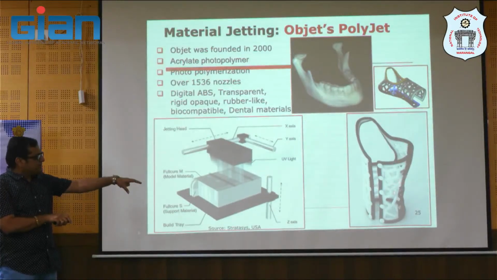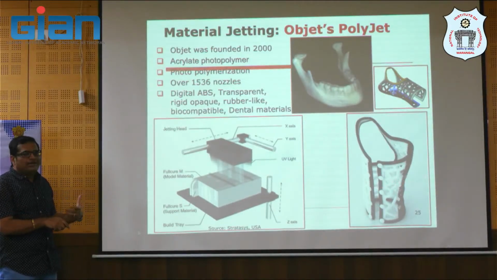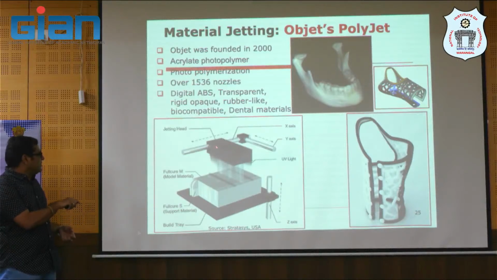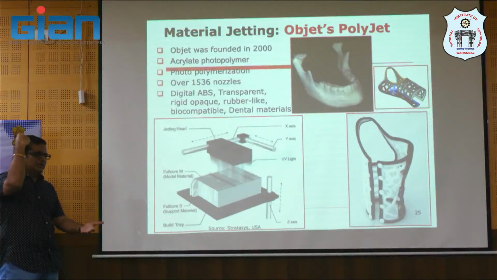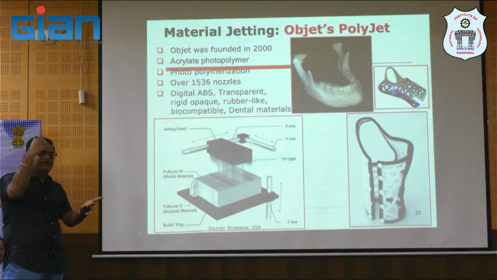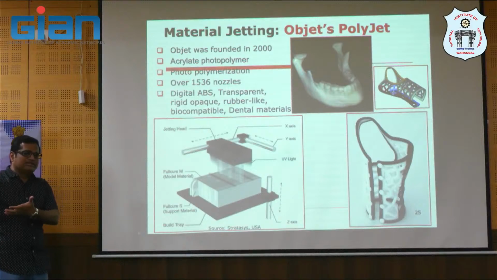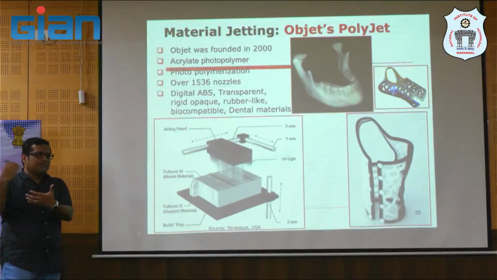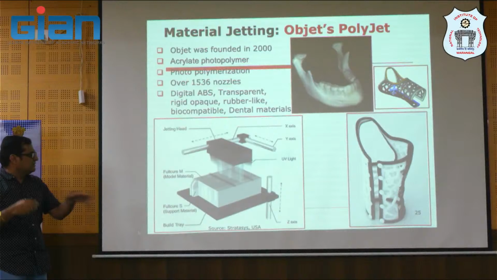You have a combination of rigid and flexible materials, but you can do it in a single setup. Why? Because you have multiple materials in the jets here. Some of them are dedicated to flexible or elastic material, some of them are dedicated to rigid material, and it may be opaque, or it may be transparent, right? Or a combination, you can print it.